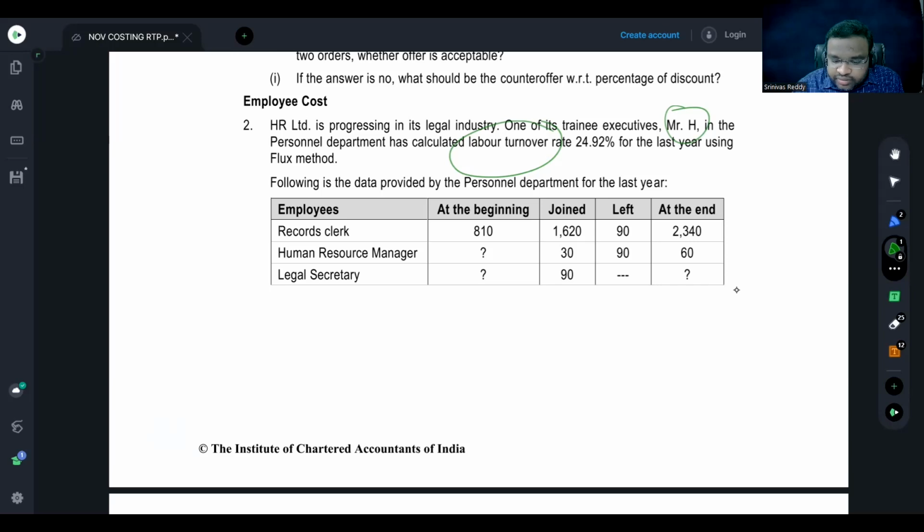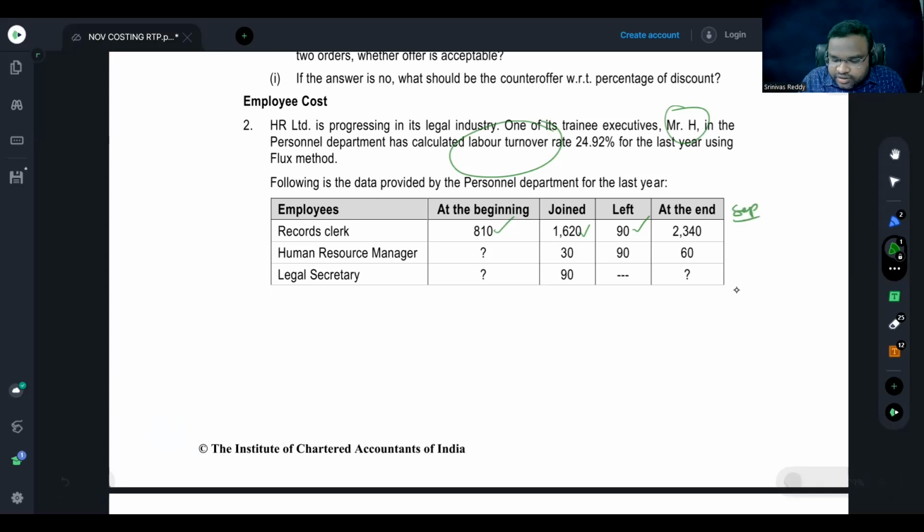He has calculated labor turnover rate to be 24.92% for the last year using the flux method. Flux method is joinings plus separations plus replacements divided by average employees during the period. Following is the data provided by the personnel department for the last year. Records clerk: at the beginning 810, joined 1620, left 90. At the end, how many are there? 2340.